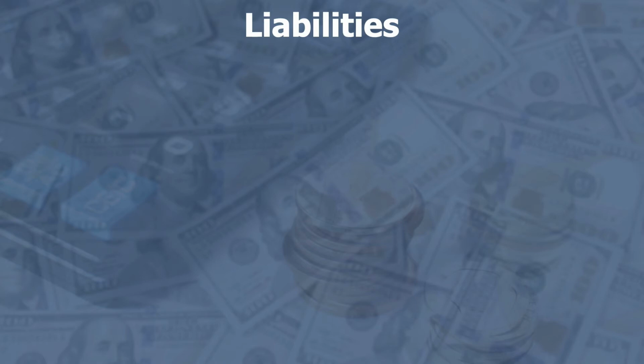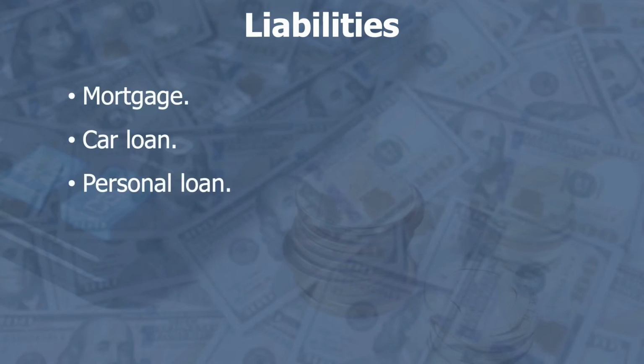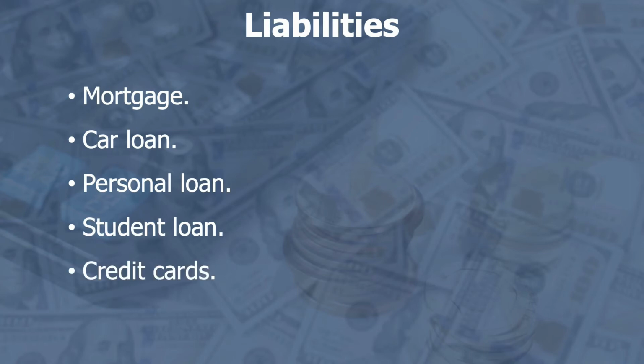Moving on to the liabilities, this will be anything like mortgage, car loan, personal loan, student loans. Also, if you've got credit cards, perhaps you've got a line of credit with a bank or an overdraft facility. These are all going to go on the liabilities side.